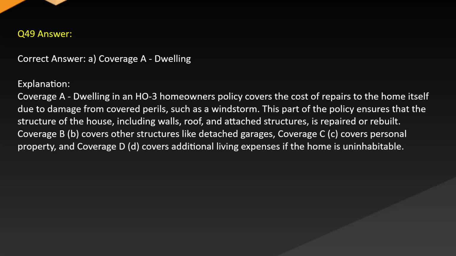Explanation. Coverage A, dwelling, in the HO3 homeowners policy covers the cost of repairs to the home itself due to damage from covered perils such as a windstorm. This part of the policy ensures that the structure of the house, including walls, roof, and attached structures, is repaired or rebuilt. Coverage B covers other structures like detached garages. Coverage C covers personal property, and Coverage D covers additional living expenses if the home is uninhabitable.